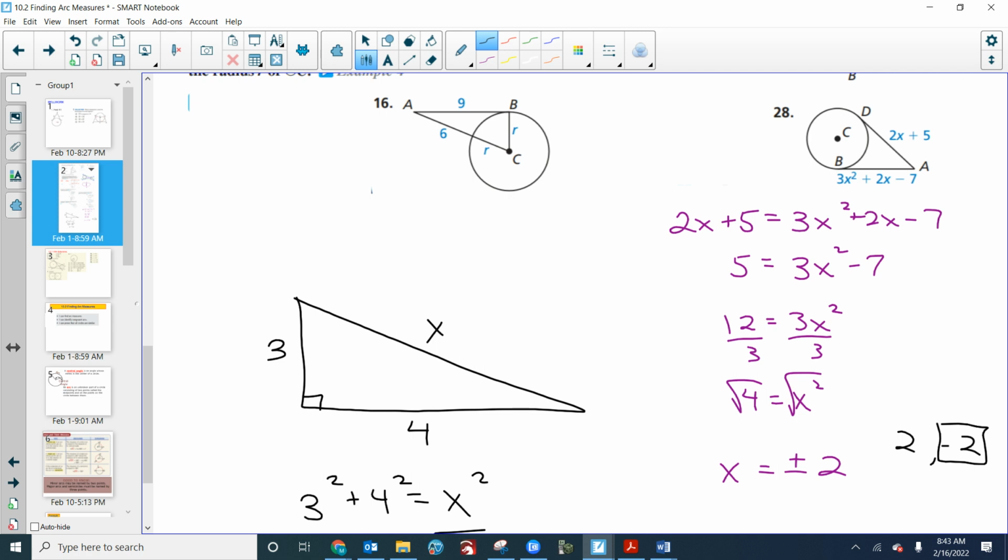Times 3. Keep 12 in your mind for a second. 12. 2 times negative 2. Negative 4. 12 minus 4. Minus 1. Or minus 7. That's okay. So does negative 2 work in this context?